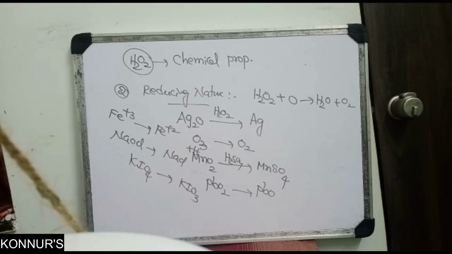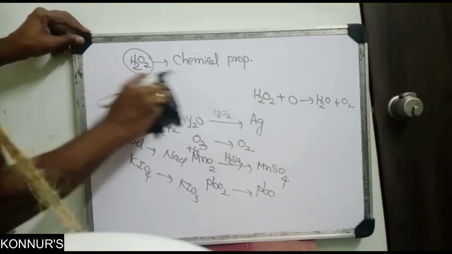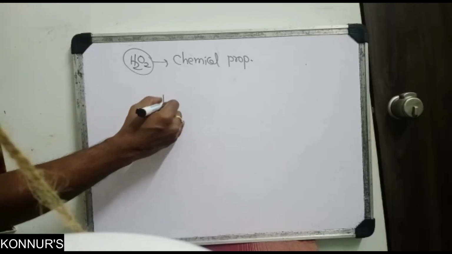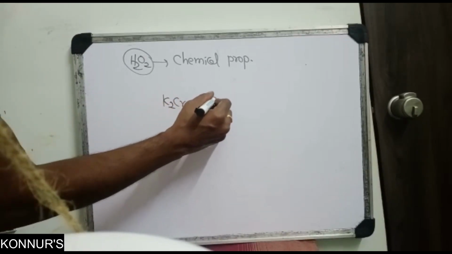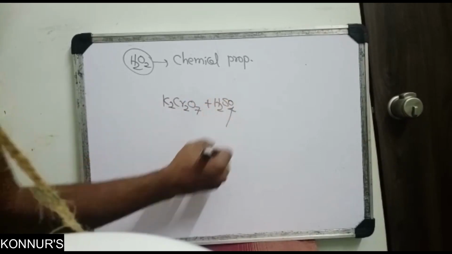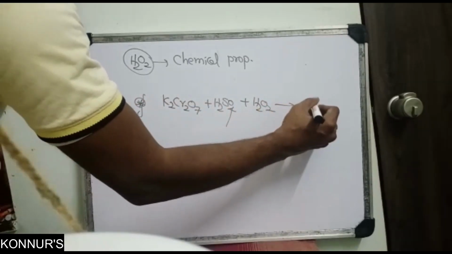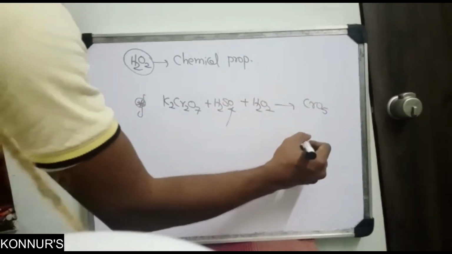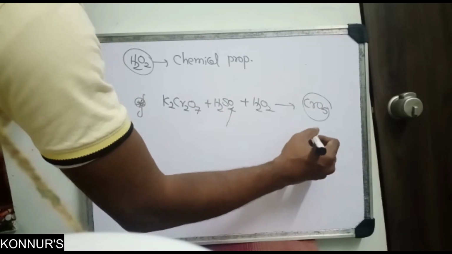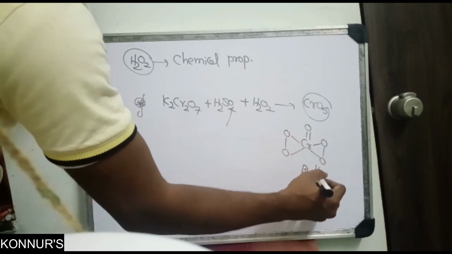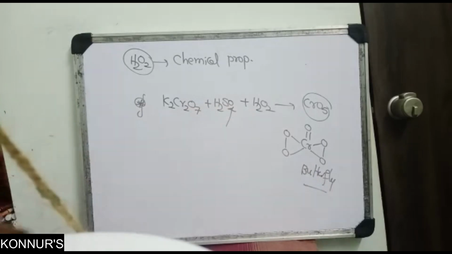Like that. Next, in oxidation only one important reaction is there. In oxidation, what is that? K2Cr2O7 in acidic medium, H2SO4, with hydrogen peroxide. So it is important. You are getting CrO5. This is very important: chromium with double bond O and O. It has a butterfly structure. So one important reaction is hydrogen peroxide with K2Cr2O7 in acidic medium.